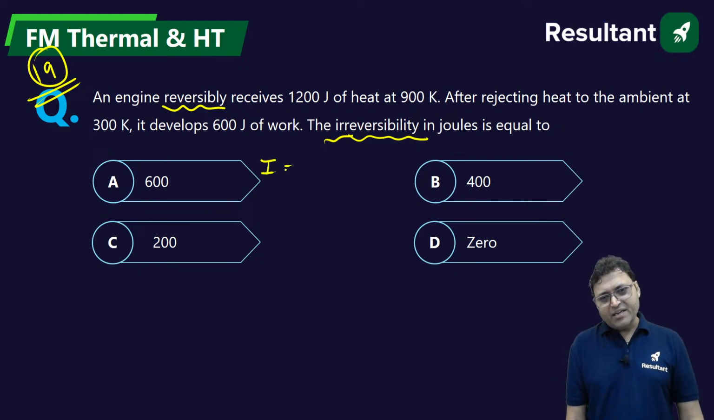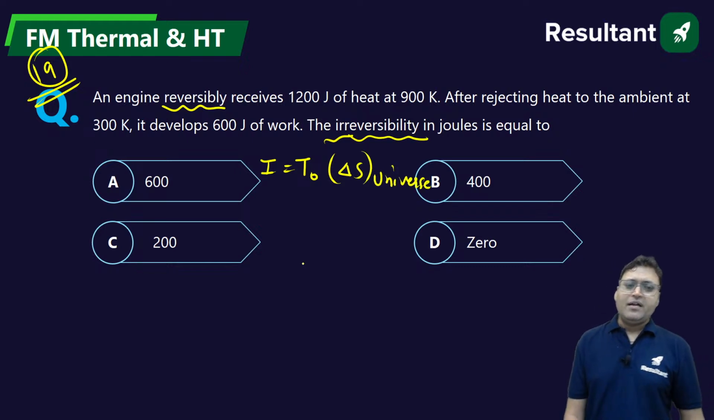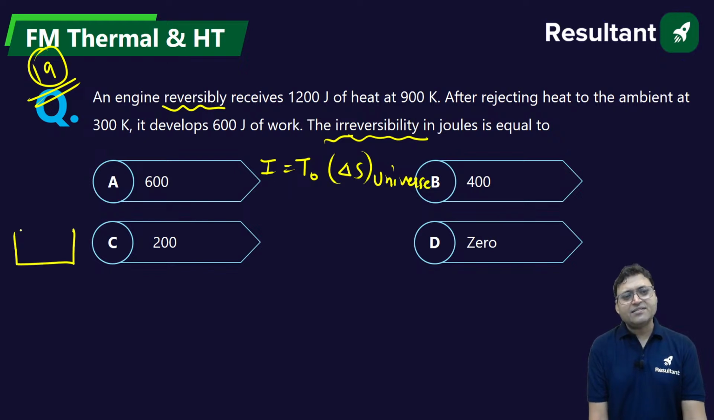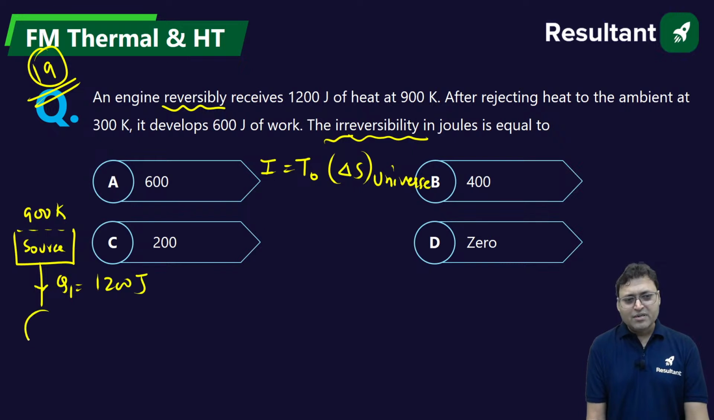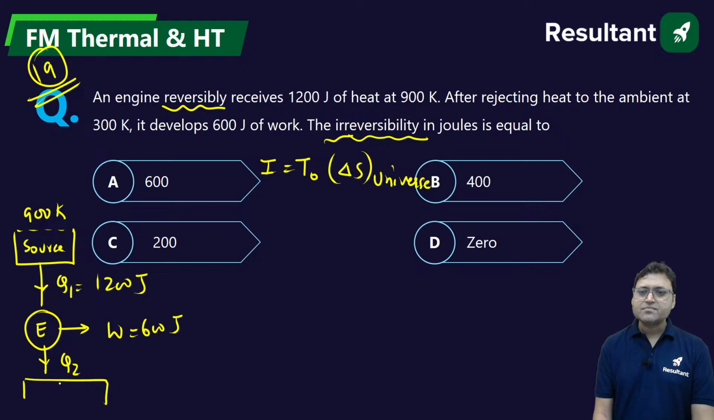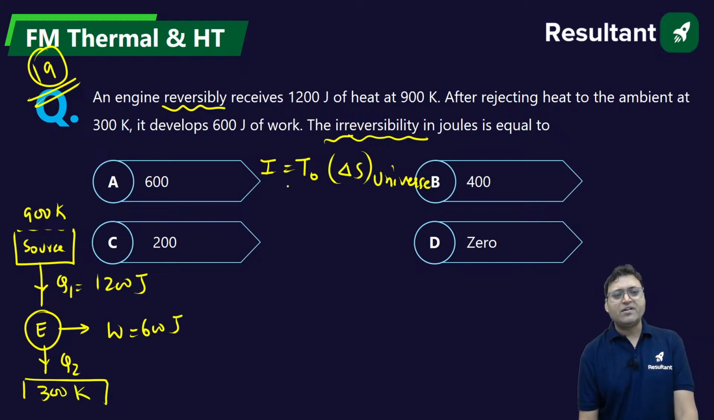What is irreversibility? Irreversibility is ambient temperature into delta S for the universe. Irreversibility is T naught into delta S for the universe. And if we draw, there are three systems. One is the source which produces heat. Source is at temperature 900 Kelvin and it is giving heat 1200 joule. Then there is a heat engine which is producing some work and there is some heat rejected. The work produced is 600 joule and the heat is rejected to the sink. Sink means ambient 300 Kelvin. So this is our isolated system.